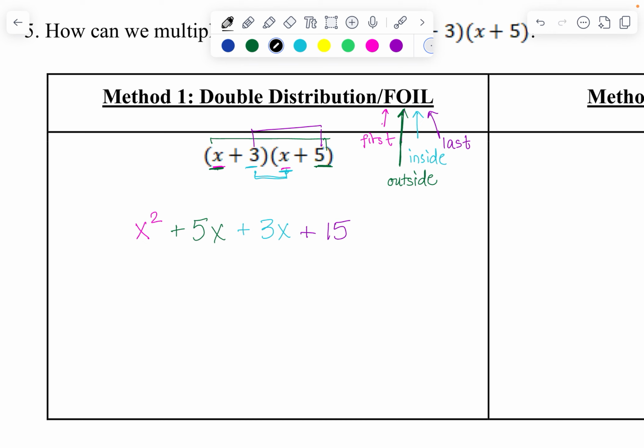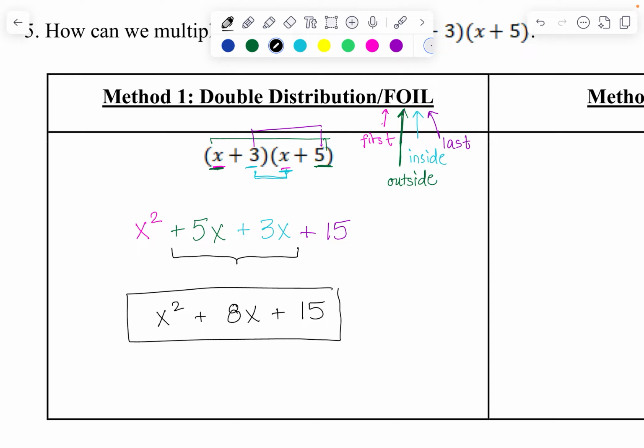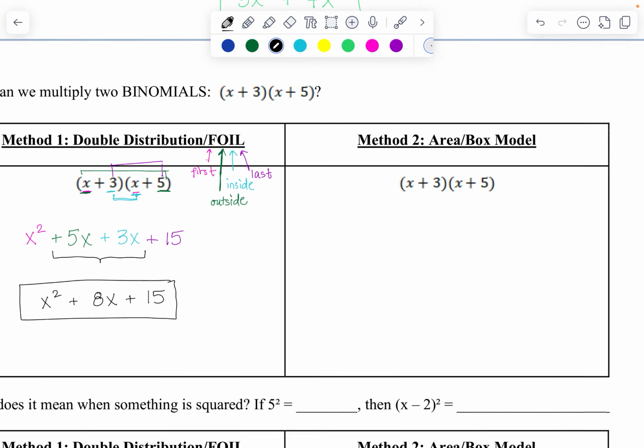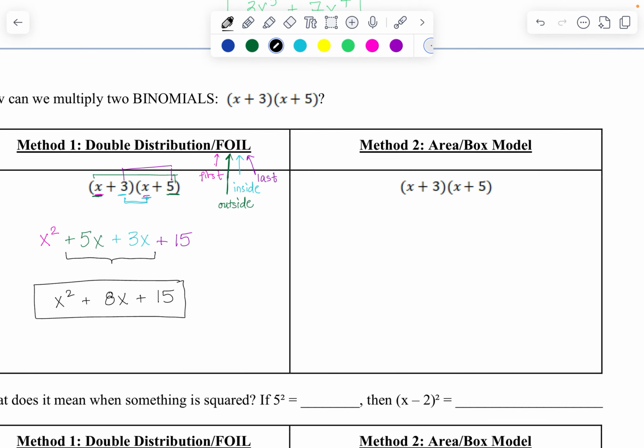You need to notice that we have like terms. x squared plus 8x plus 15. Always combine like terms when you can, and you end up with your trinomial. A binomial times a binomial gives you the trinomial. All right, let me show you the box area method. Box area method. Binomial times a binomial.